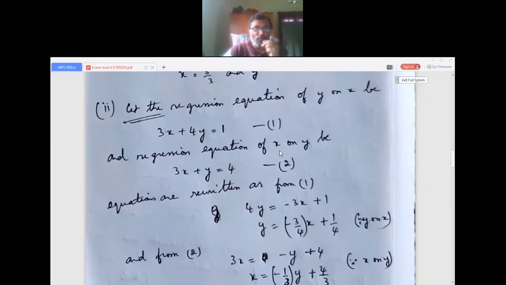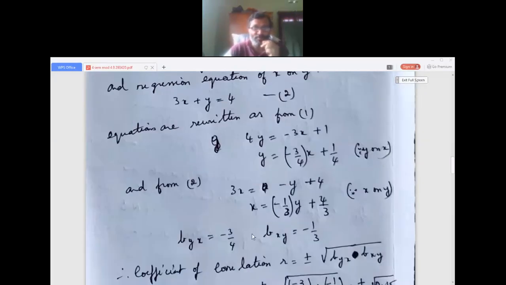And equation 2 is the regression equation of x on y. So I write again in this form, x equals, so minus y plus 4, then x equals minus 1 by 3y plus 4 by 3. Now this part will be b of yx, because it is a regression equation of y on x. Remember, this will be b of yx, that is minus 3 by 4. This will be b of xy, that is minus 1 by 3. So I hope you followed.